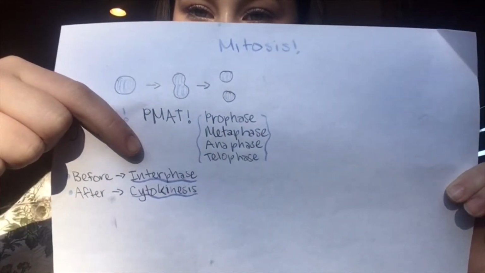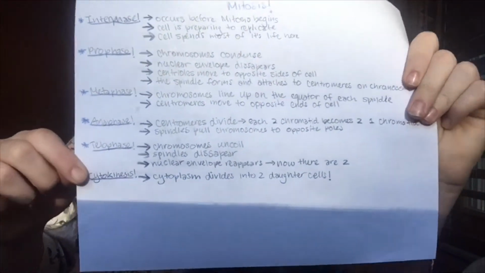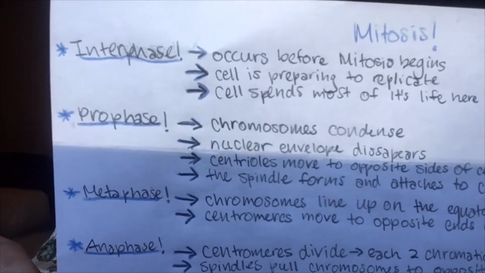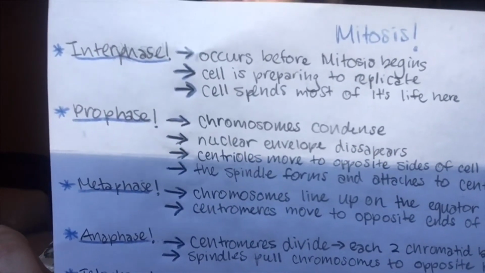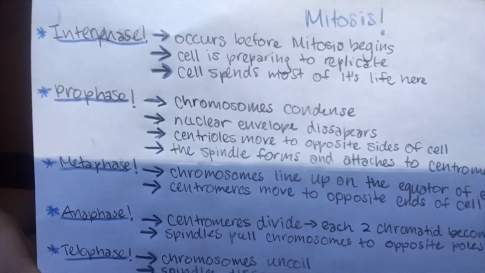Let's move on to these phases. Stages of mitosis are very interesting. The first stage is interphase. It occurs before mitosis begins. The cell is preparing to replicate, and the cell spends most of its life here. The next phase is prophase.